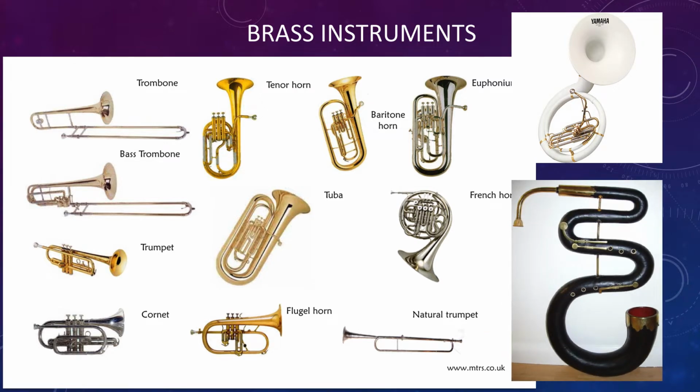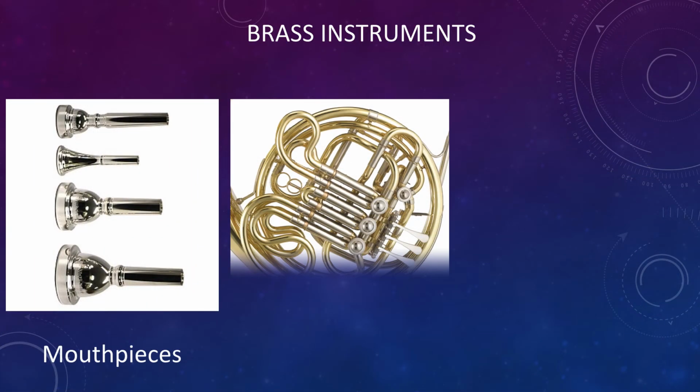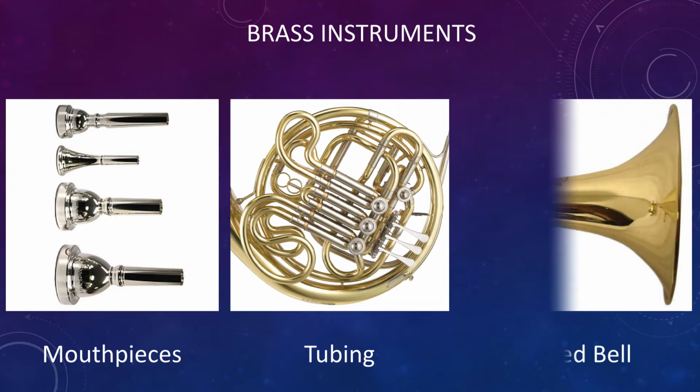Instruments of the brass family from small to large include the trumpet, bugle, cornet, flugelhorn, French horn, mellophone, trombone, baritone, euphonium, tuba, sousaphone, and contrabass. All brass instruments have a mouthpiece, tubing, and a flared bell at the end.